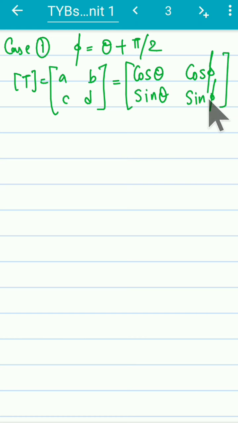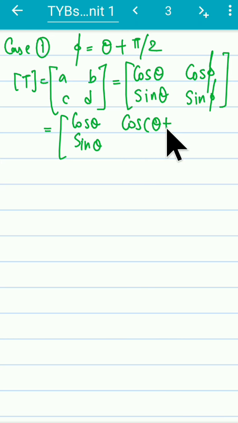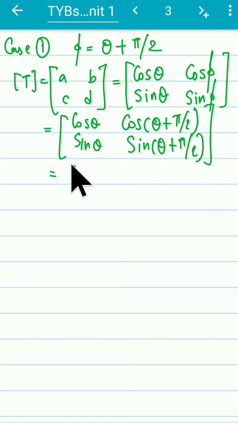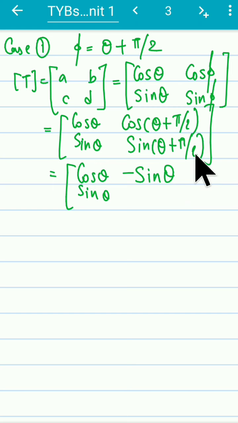From this we'll use the value of phi now. So it is same as what? Cos theta sin theta, cos phi is same as cos of theta plus pi by 2, and this is nothing but sin of theta plus pi by 2, correct? This is nothing but cos theta sin theta. This is what? Cos theta plus pi by 2 is same as minus sin theta. Sin theta plus pi by 2 is nothing but cos theta, correct? The cos theta plus pi by 2 is minus sin theta. Sin theta plus pi by 2 is cos theta.